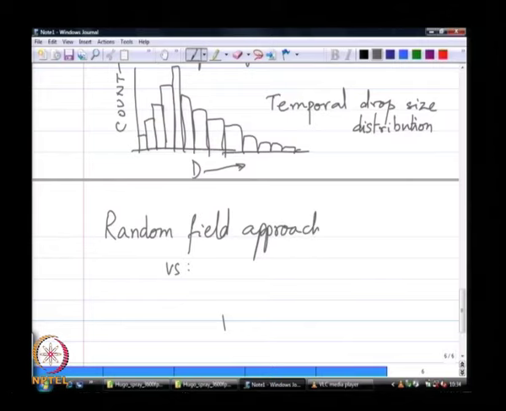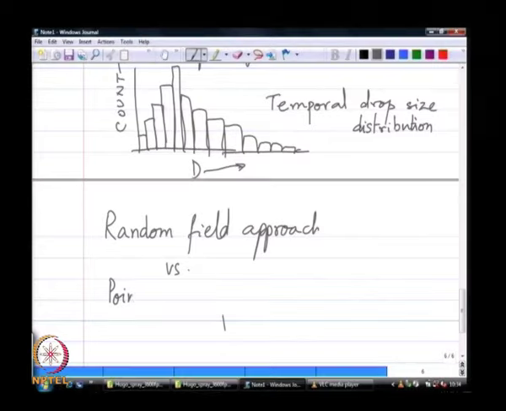Especially for a statistical system like a spray, there is some sort of uncertainty, and you have to resort to probabilistic measures at some point. And under those situations, there are two ways of doing it: either a random field approach or what is called a point process approach.